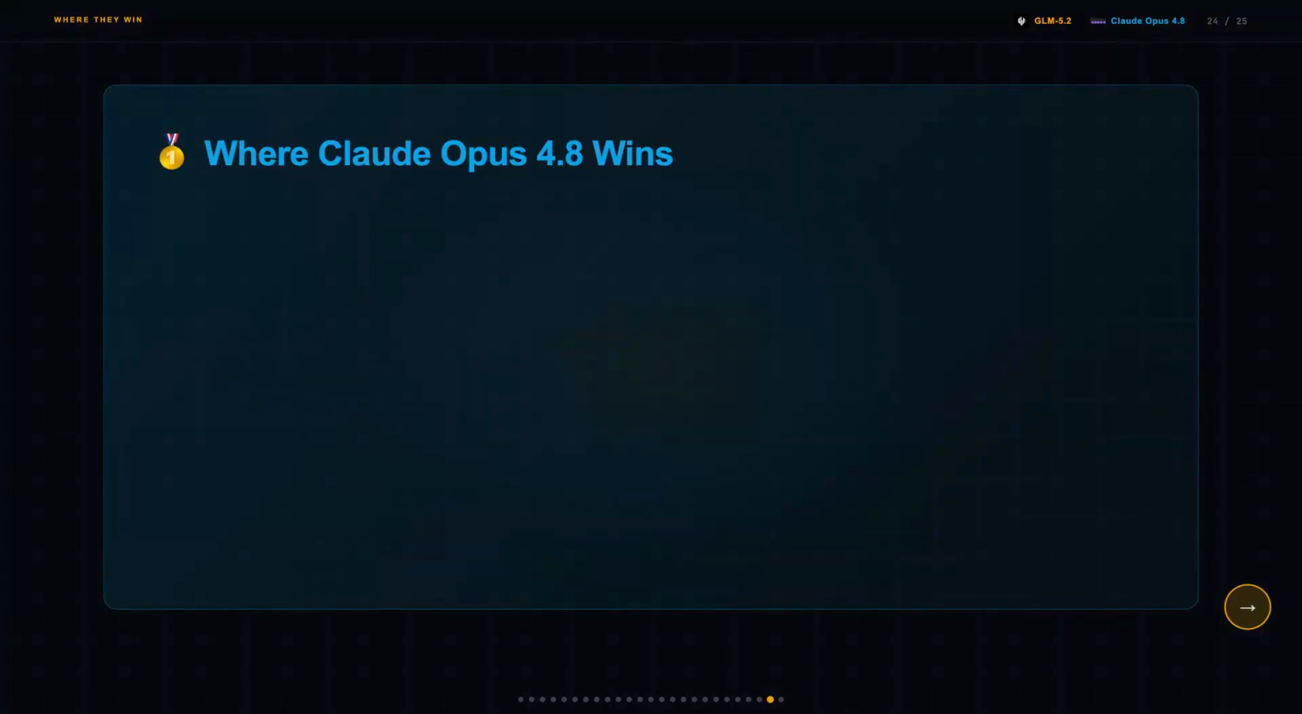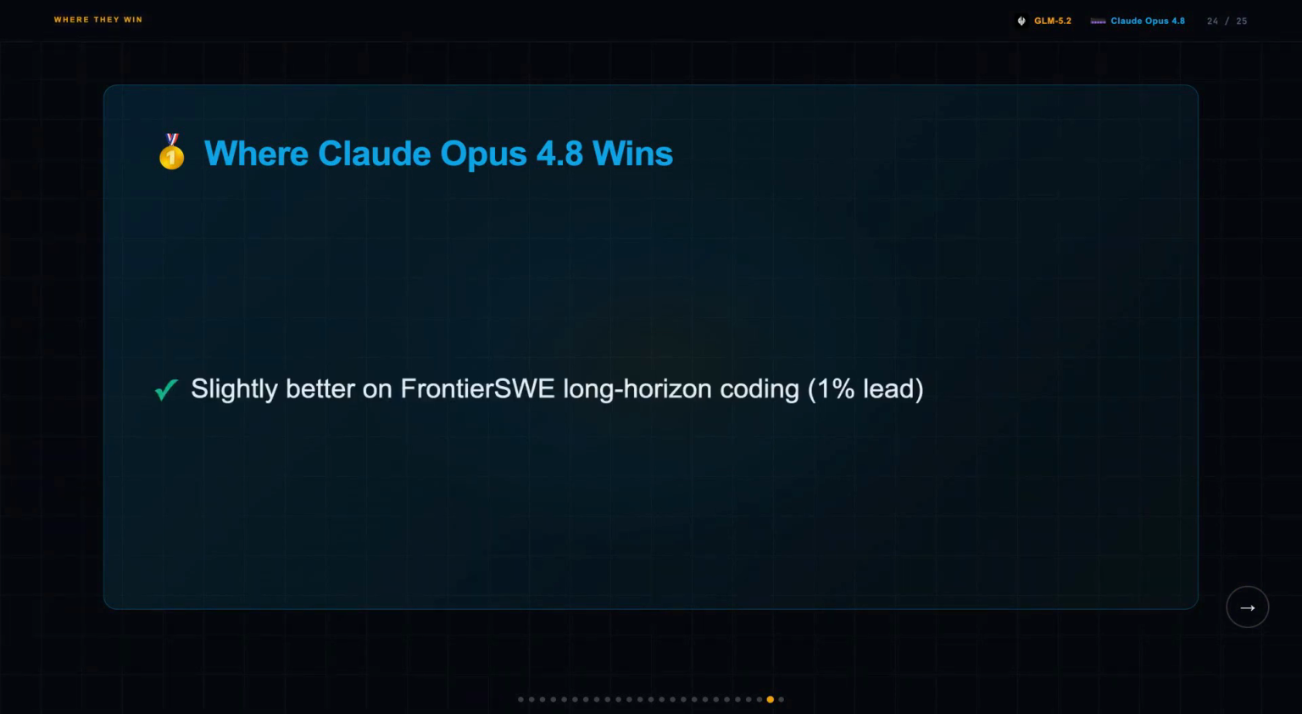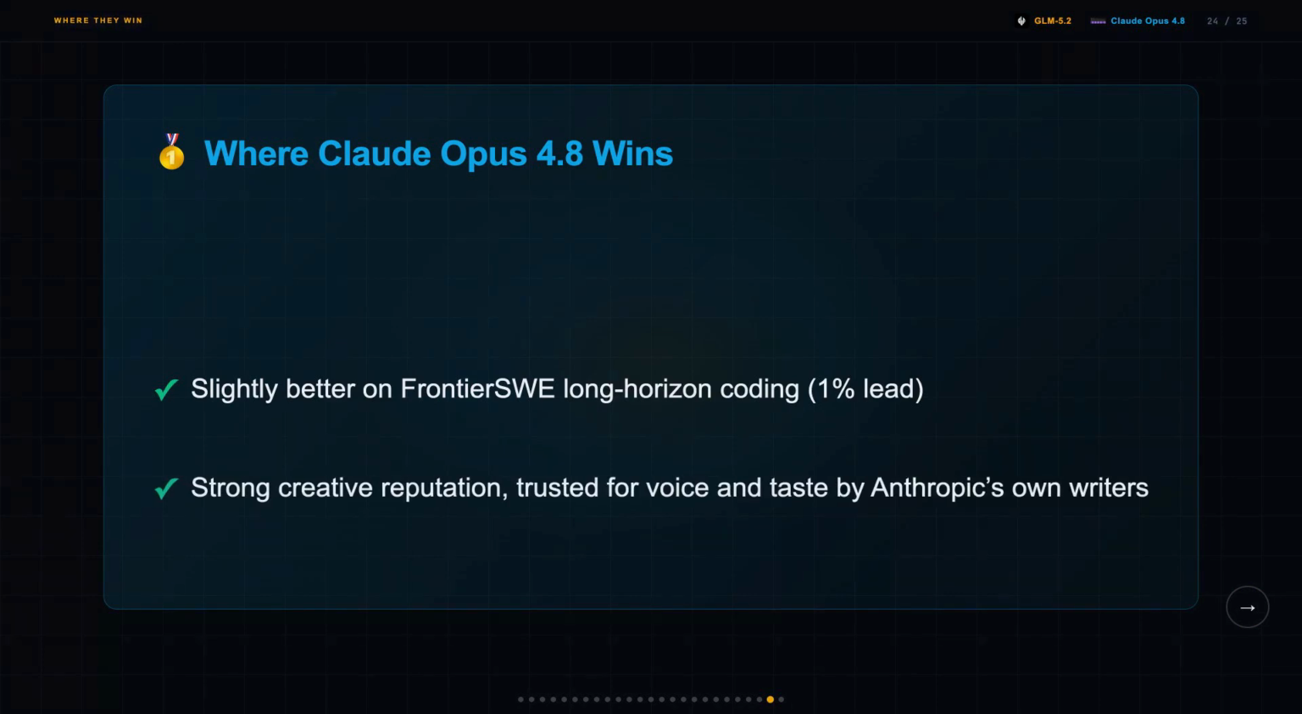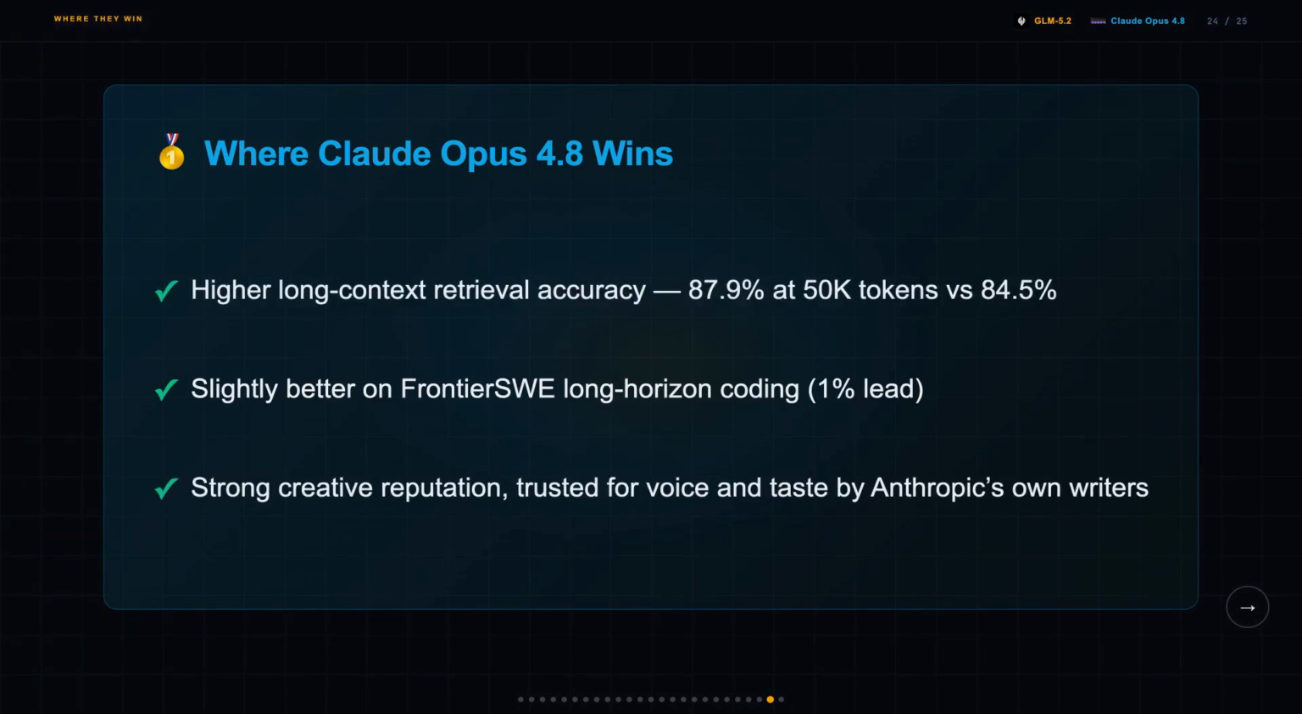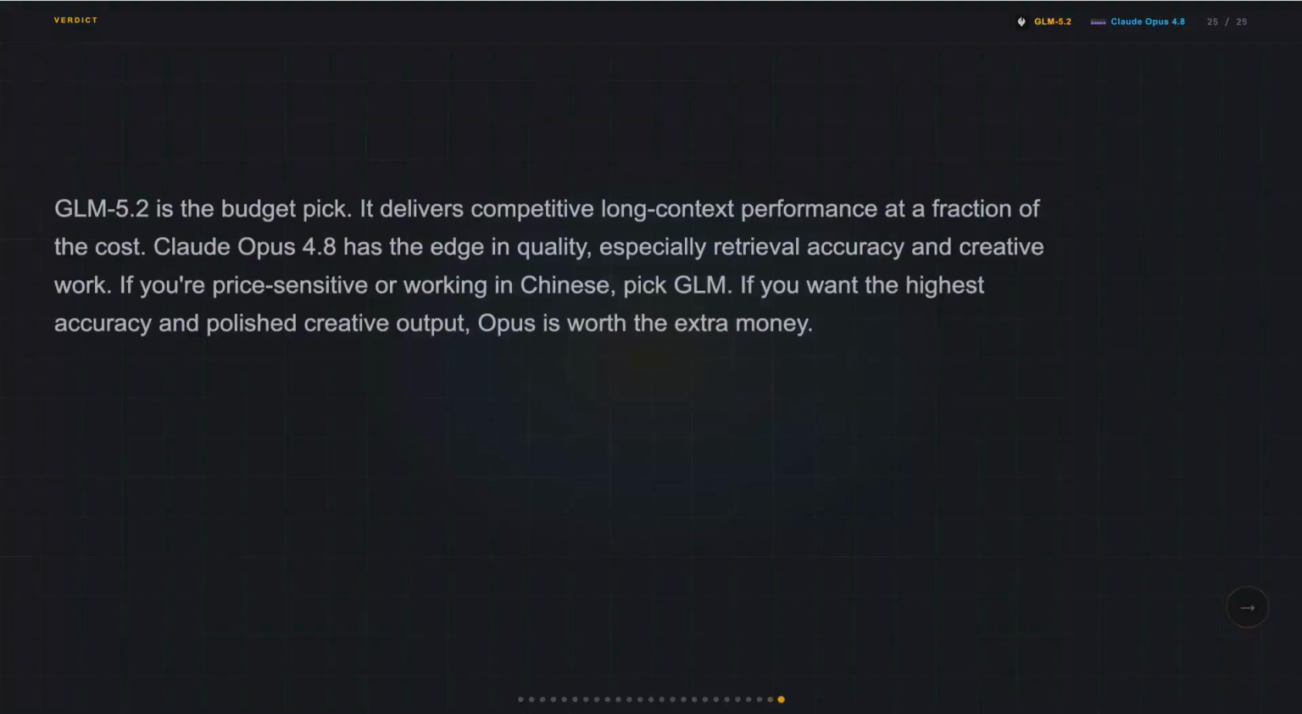And here's where Claude Opus 4.8 clearly beats GLM 5.2. It hits 87.9% retrieval accuracy at 50,000 tokens versus GLM's 84.5%, a consistent 3 to 4 percentage point lead across both context lengths. It's slightly ahead on Frontier SWE long horizon coding by 1%, and it has a genuine creative reputation, trusted for voice and taste by Anthropic's own writers.